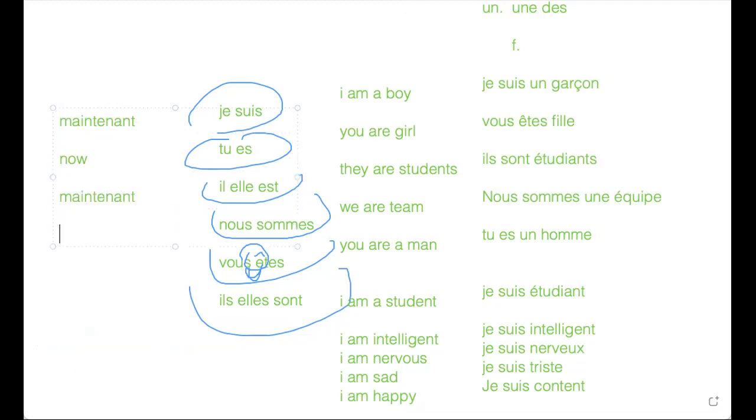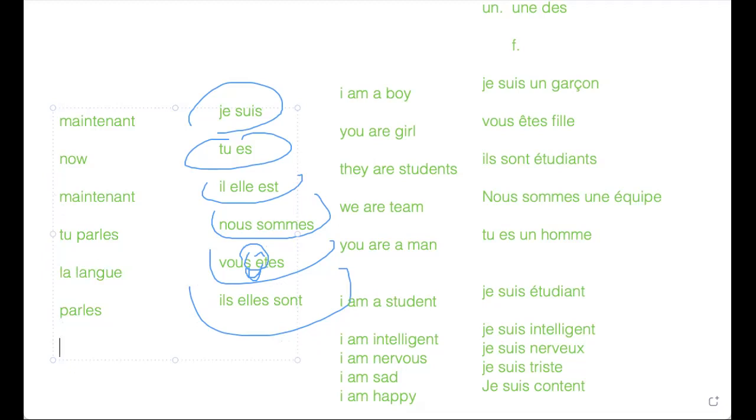Maintenant. Tu parles la langue. You speak the language. Tu parles. Oh, we already have done parler conjugation. Tell me, yes or no. Je parle, tu parles. The irregular verb formula we have done. Correct.